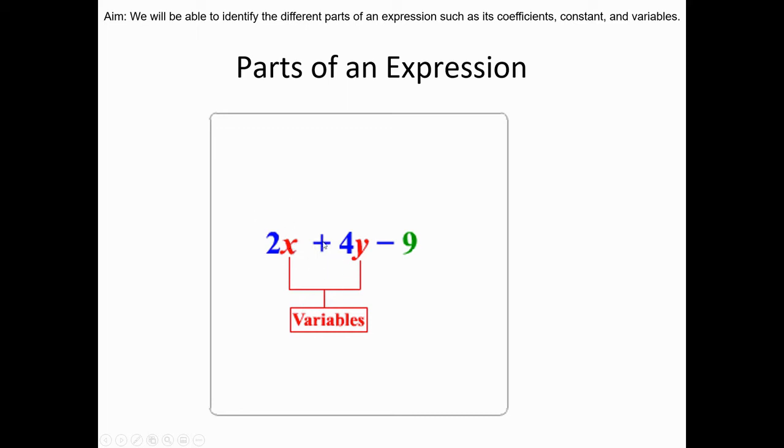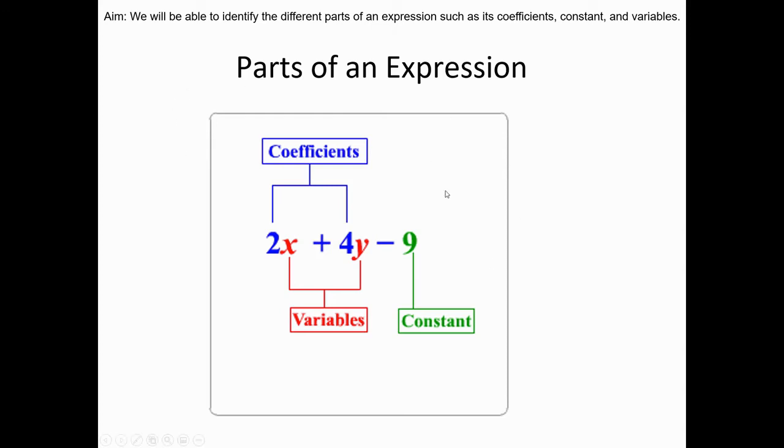Now, the numbers next to them, we have special words for those, and those are called coefficients. Coefficients are numbers that are attached to variables through multiplication. This means 2 times x. This means 4 times y. But what about this number right here? We also have a name for that, and that is called a constant. I like to think of constants as being constantly alone. They do not have any variables next to them, and thus it is just a constant.